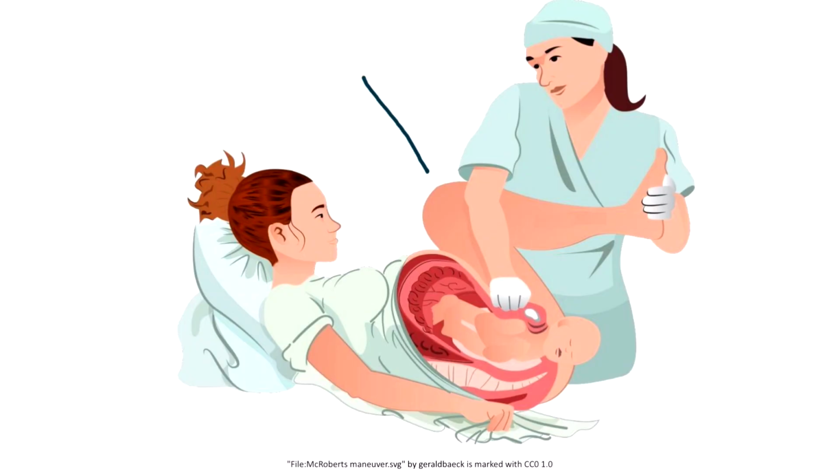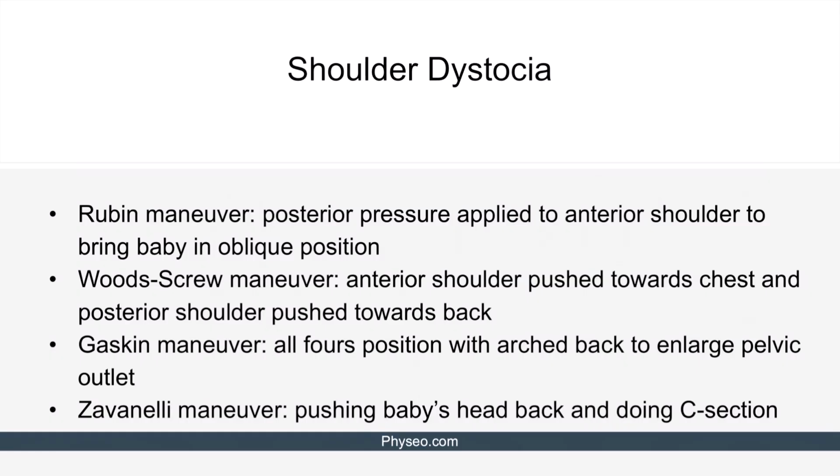This is an image showing the McRoberts maneuver, and notice that the maternal knees and hips are flexed at 90 degrees, which helps enlarge the pelvic outlet. Okay, let's briefly review some other maneuvers which are also used in shoulder dystocia. The Rubin maneuver includes application of posterior pressure to the anterior shoulder to bring the baby in an oblique position.